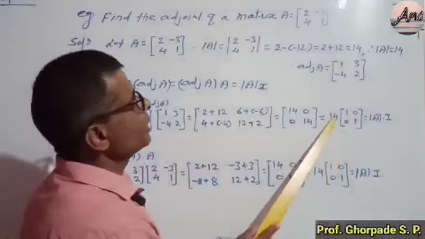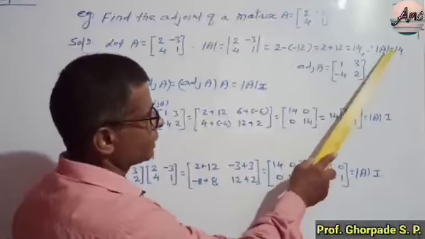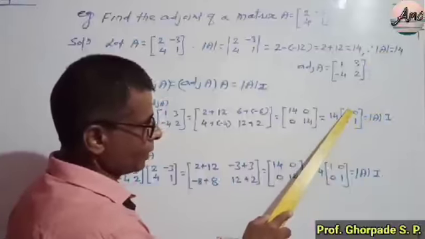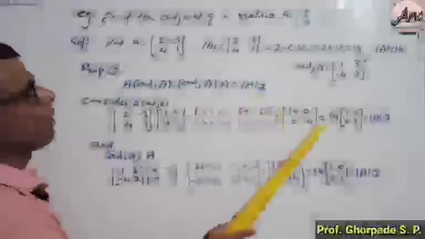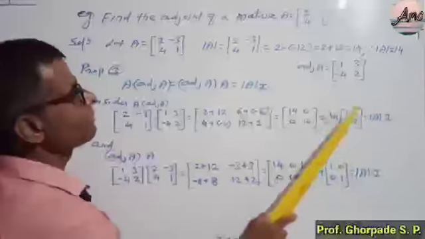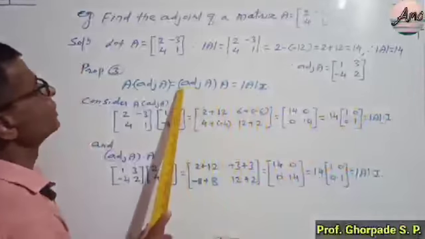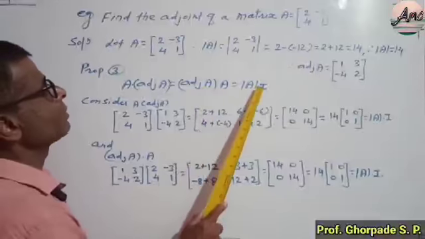What is 14? 14 is nothing but the value of the determinant A. And what is this? I. So A into adjoint of A, what we got finally is determinant of A into I. Now I am going to prove this: adjoint of A into A equal to determinant of A into I.